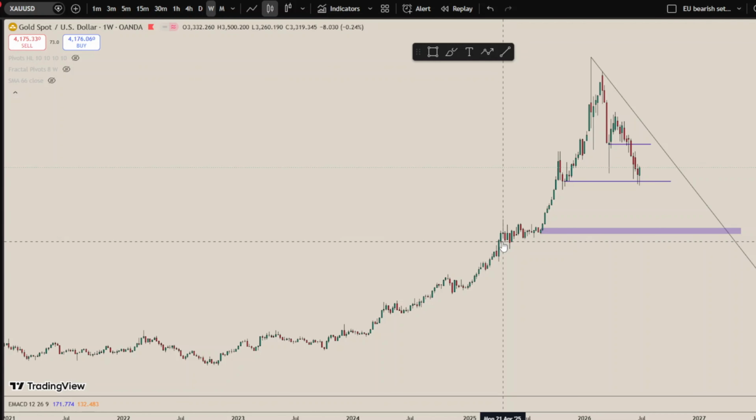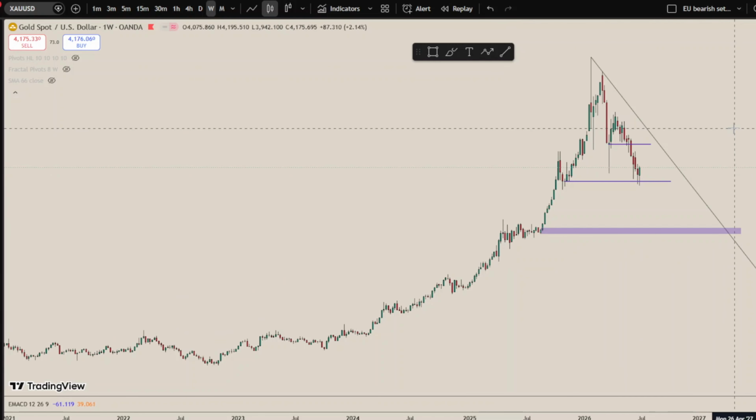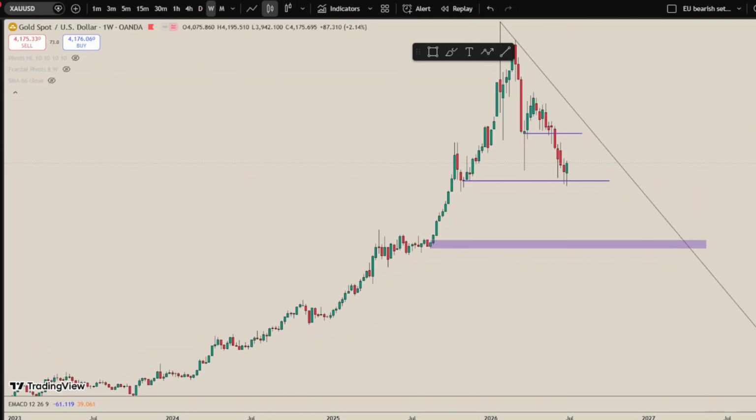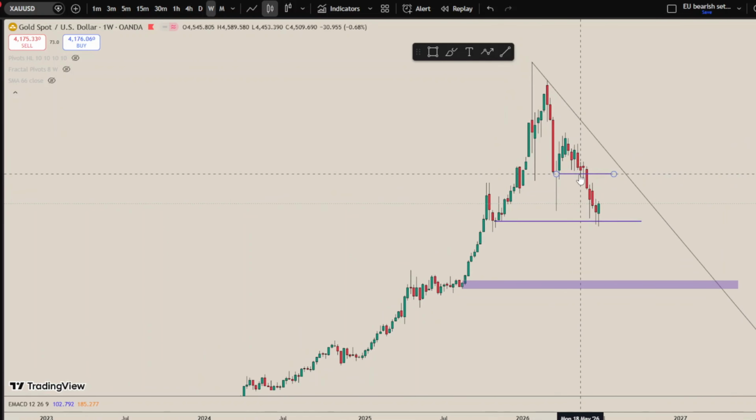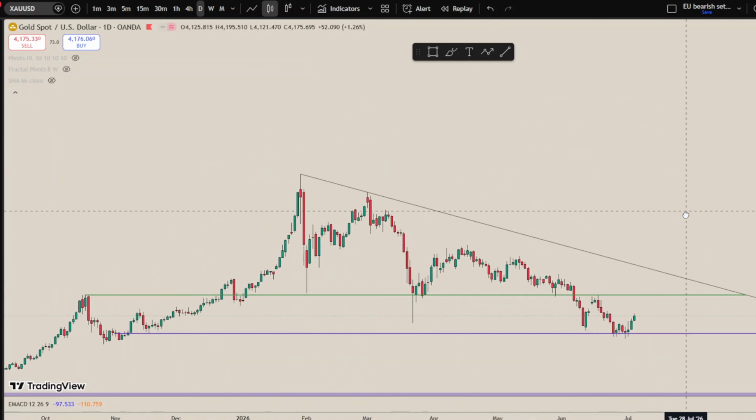Looking at the weekly time frame, we can see gold has been falling for some time now, and after months, it just made a new weekly support by making a bullish candle, and the price is bouncing off one of the major weekly support levels. Let's go into the daily chart.